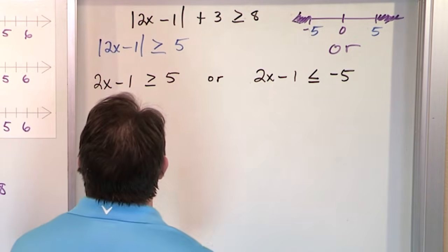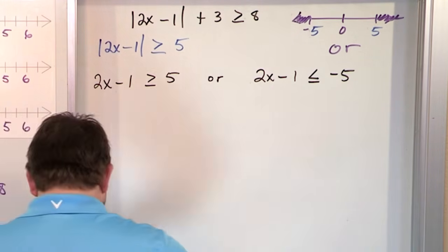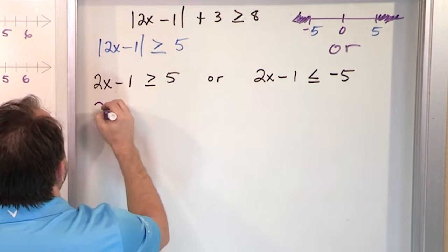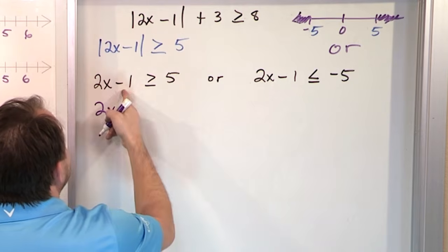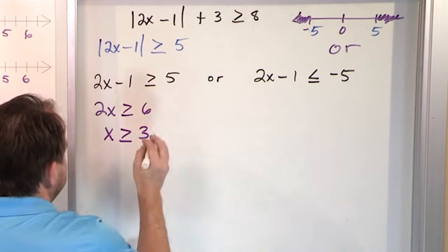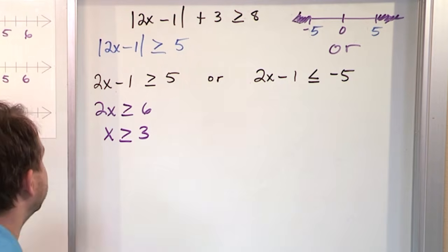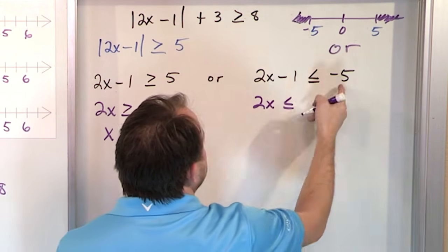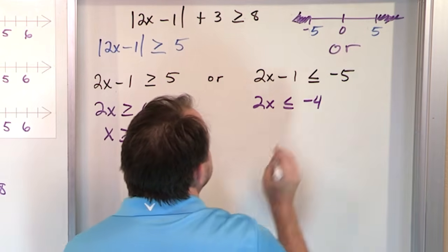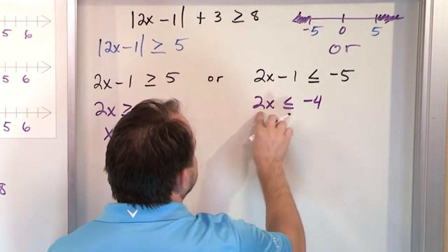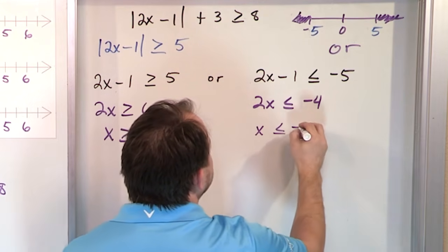Okay? So now, we solve both inequalities separately. We take the 1 and move it over here by adding 1, making 6. And then we just divide by 2, which gives me 3. So we have x greater than or equal to 3. Now we do the same thing. We add 1. When we add 1 here, we get -4. And then we divide by 2. We get -2 here.